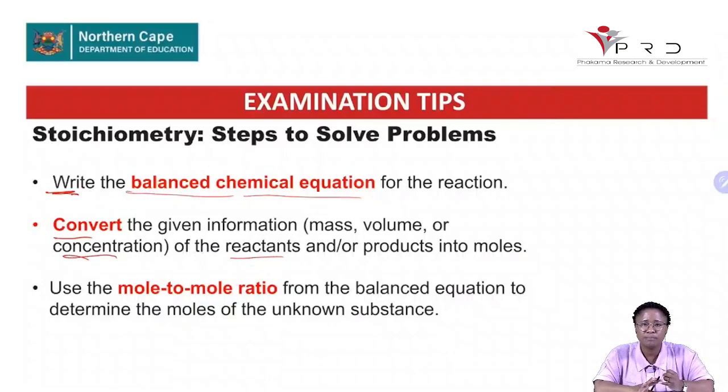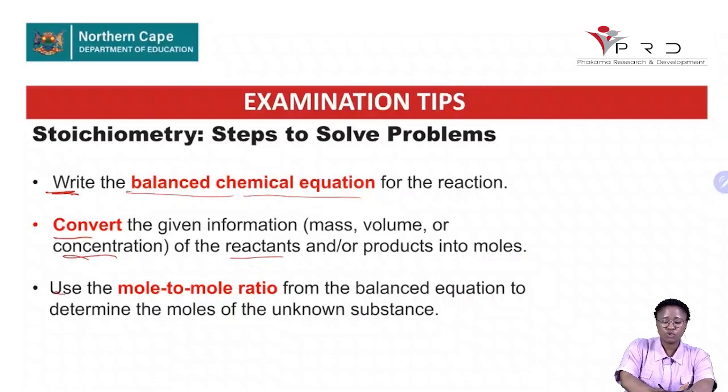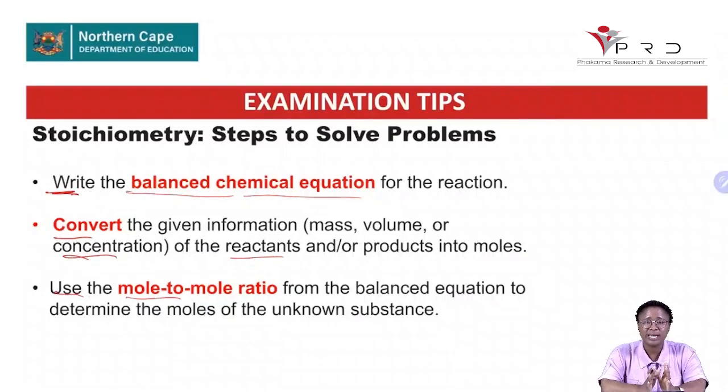So the moment you see mass, convert that to number of moles. You see concentration, convert to number of moles. You see volume, convert to number of moles. And then use the mole ratio to move from the number of moles of the known to the number of moles of the unknown. Remember, where do you get the mole ratio? You get the mole ratio from the balanced chemical equation. I hope you guys still remember how to deal with stoichiometry calculations, because in this topic we are going to do a lot of calculations.